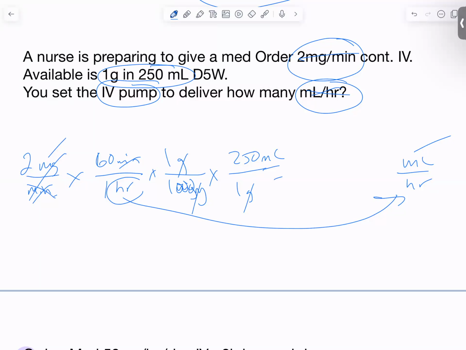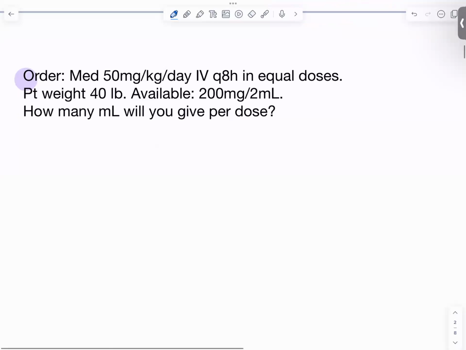So when we multiply across the top, it's 30,000. Multiply across the bottom, it's 1,000. And when I divide, it is 30 milliliters an hour. Good. All right, here's another type of problem I want you to solve.